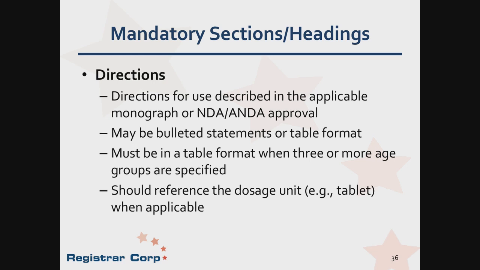You'll have different dosage forms, usually for children 2 to 6, 6 to 12, and then 12 and up. And so those are going to be in a table format to ensure that a consumer can easily determine the proper dosing depending on the age of themselves or their child. And these directions should also reference the dosage unit, such as a tablet or capsule, rather than the quantitative amount of the drug, such as 200 milligrams.